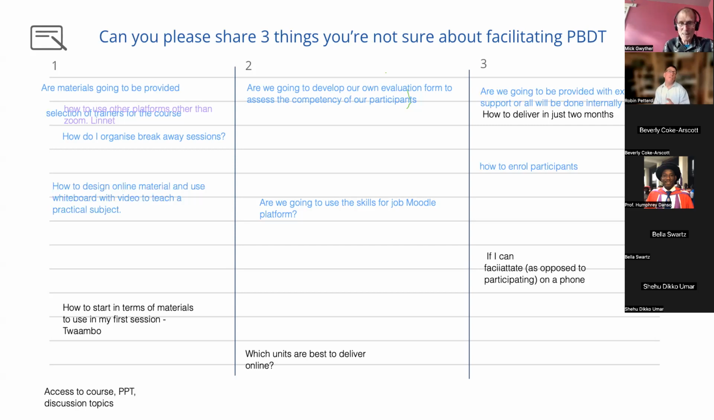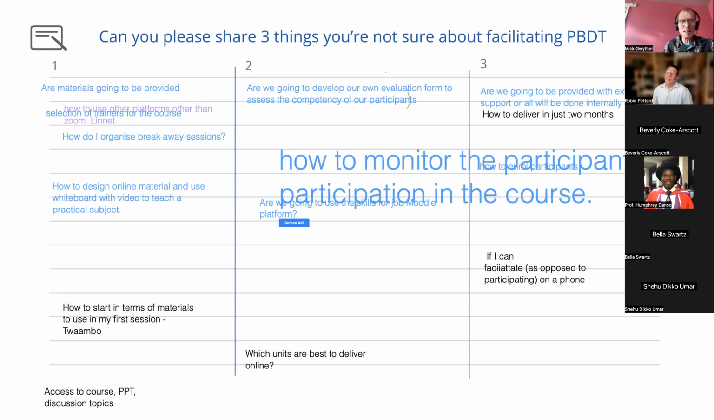Whoever put that, are you going to develop your own evaluation forms to assess competencies for our participants? I read that as more about the marking guides, and the marking guides will all be provided, so you won't need to develop those. And I think Robert said, I didn't quite follow this, but I think you've got to do the assessment of your learners, but he's going to get someone external to validate the assessments and your feedback to them. That's how I read it. I'm not quite sure how that will work.